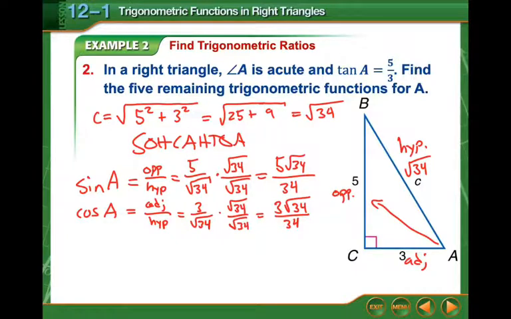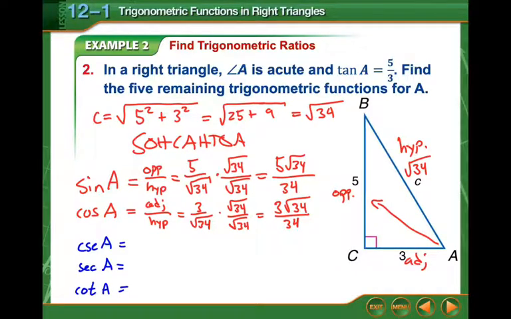So tangent is already given to us. It doesn't say we have to find it. We just have to find the other 5. So we're not going to do tangent. We're just going to skip over now to our other 3 and do cosecant, secant, and cotangent.